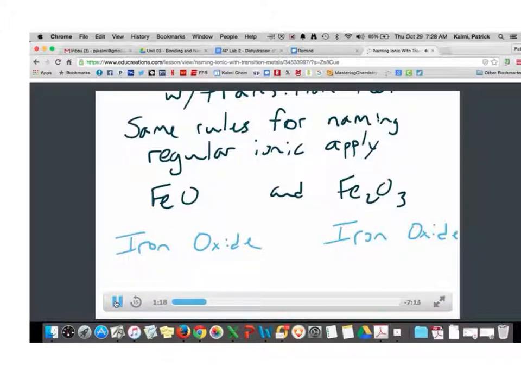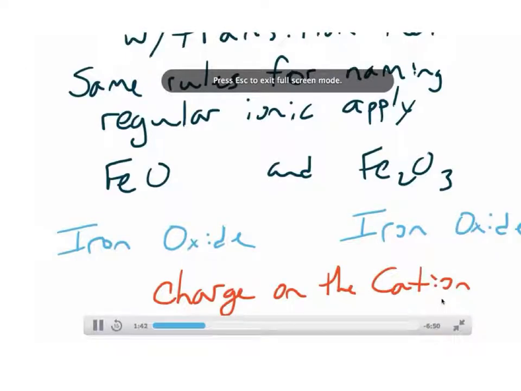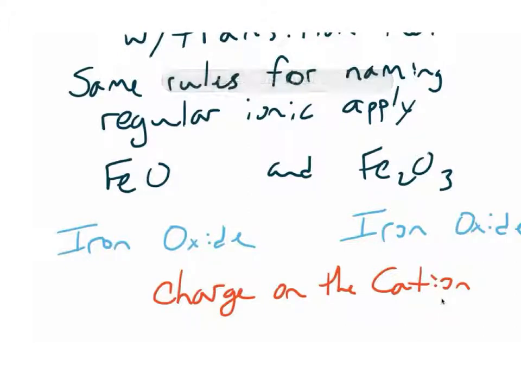In the same way that we identify isotopes of the same substance by their different masses, we are going to identify these different compounds of iron oxide based on not the mass, but the charge on the cation. In other words, what you need to do is take a look at what the charge is on the iron in each of these, and we're going to then use Roman numerals right behind the iron in parentheses to tell me what the charge is on each iron.